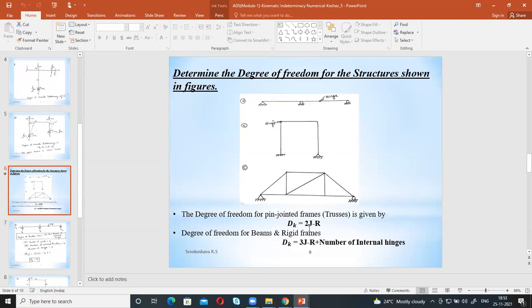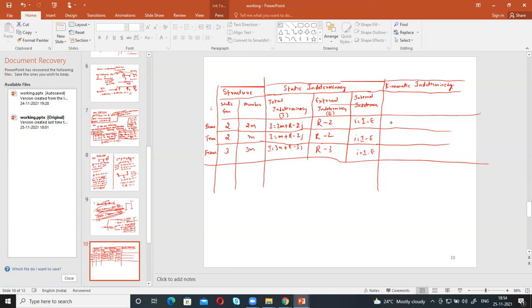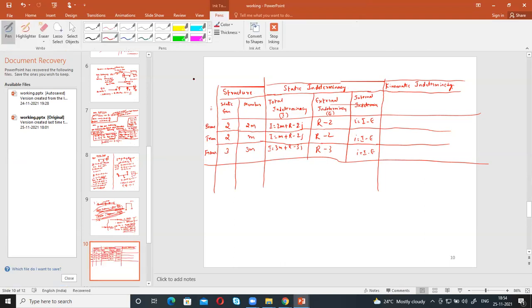What is the equation for truss? dk equals 2j minus r. For beams and frames, dk equals 3j minus r. In truss, you are not getting any imposed condition. You may get imposed conditions in case of frames and beams. So what is the equation? In case of beams, dk equals 3 times j minus r. In case of truss also, this is 2j minus r. In case of frame, 3j minus r.